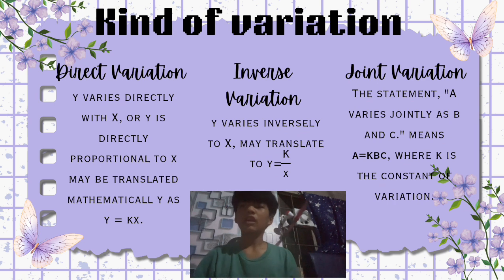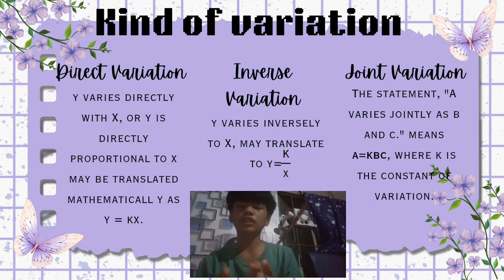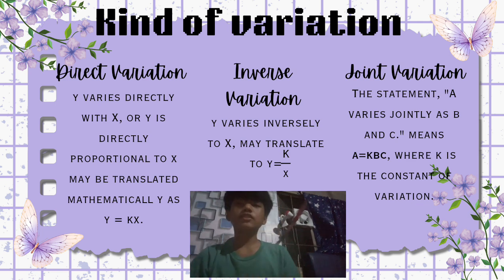Kinds of variation: direct variation: y varies directly with x, or y is directly proportional to x, may be translated mathematically as y equals kx. Inverse variation: y varies inversely to x, may translate to y equals k over x. Joint variation: the statement A varies jointly as B and C means A equals kBC, where k is the constant of variation.